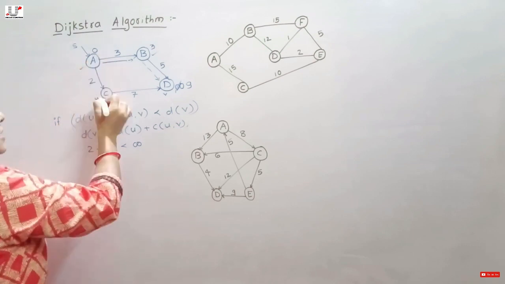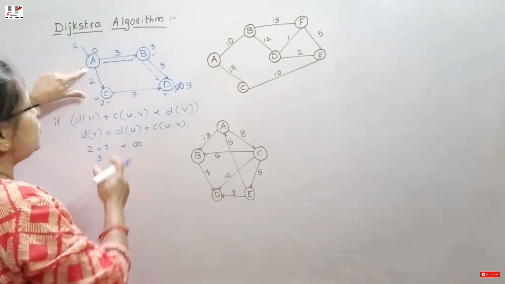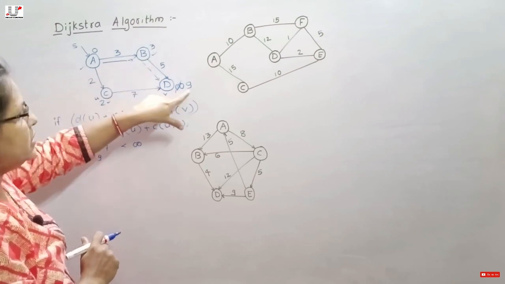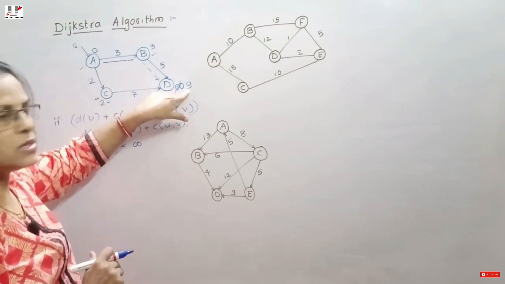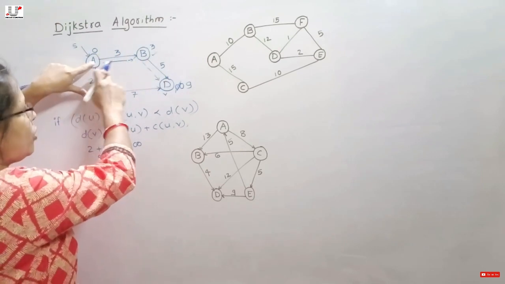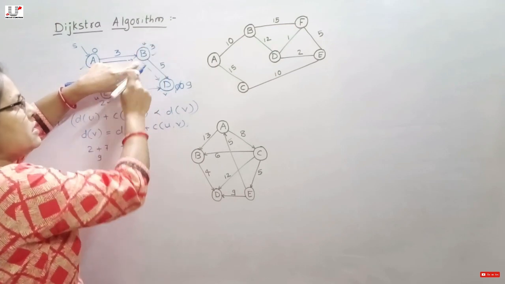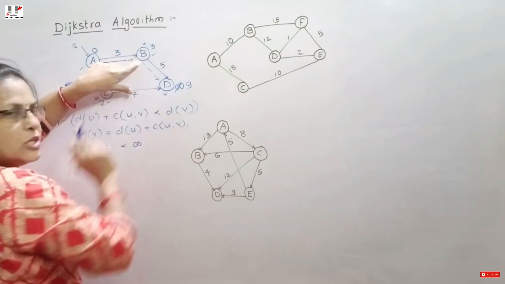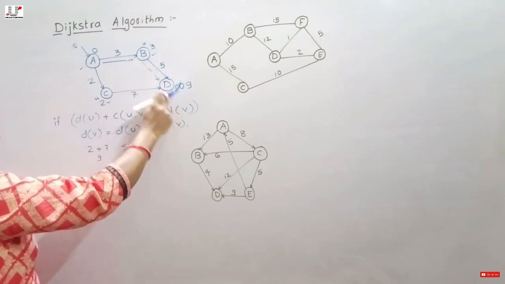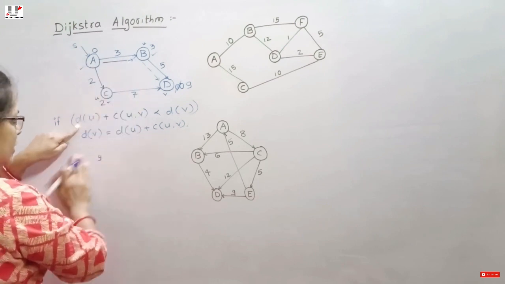Then as A and C are already visited, try to visit the unvisited node. Then from these 3 and 9, which one is the smallest? The 3 gives the smallest distance. So we start traversing from A to B, and then consider B as U and D as V, and try to again find out the distance of D via B. So the distance of U here is 3.